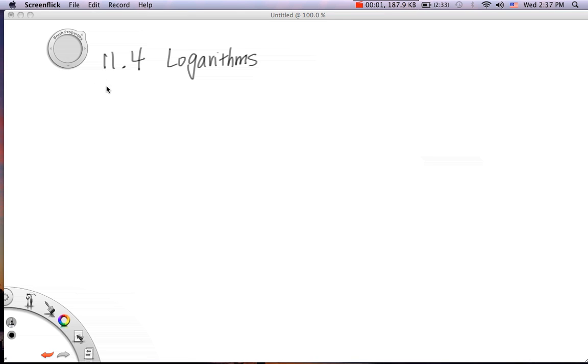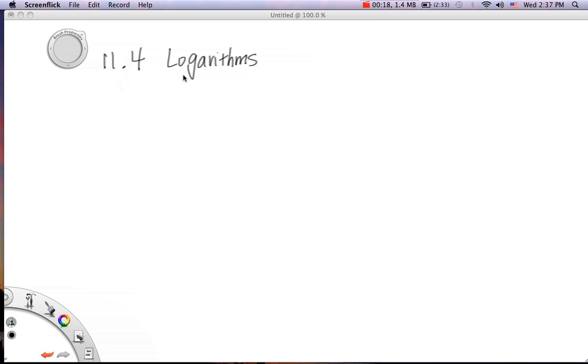Hi, let's go to 11.4 logarithms part now. And this part is a little confusing for people in terms of what it really means, and I will attempt to break it down slowly so you can understand.